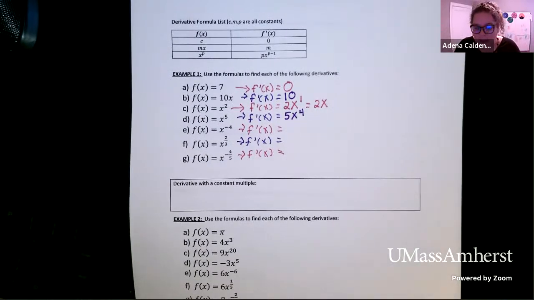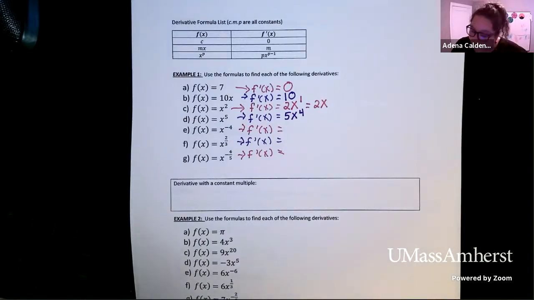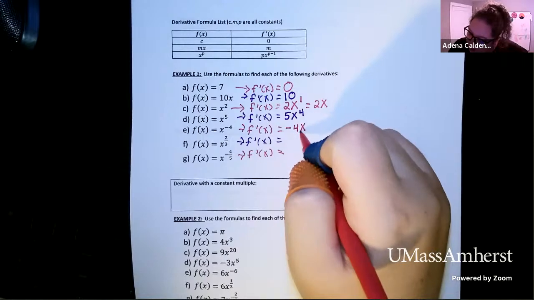For part E, we have x to the negative 4. So now we have our first encounter with a negative power. When we use this rule, the entire power comes in front, including the negative. So this is going to give us negative 4x.